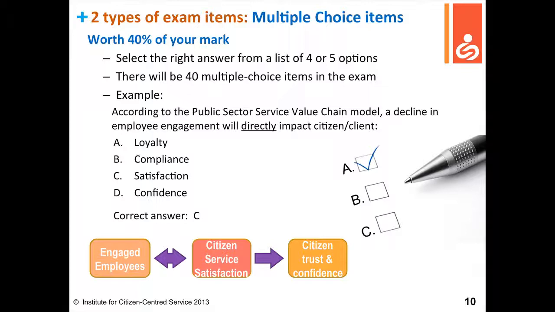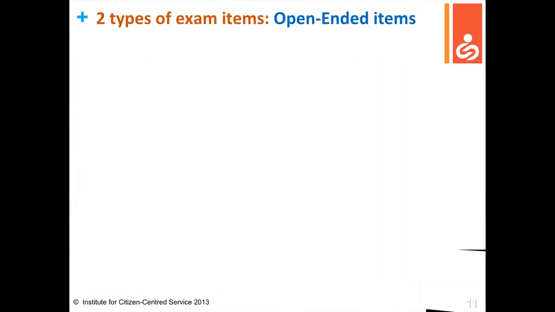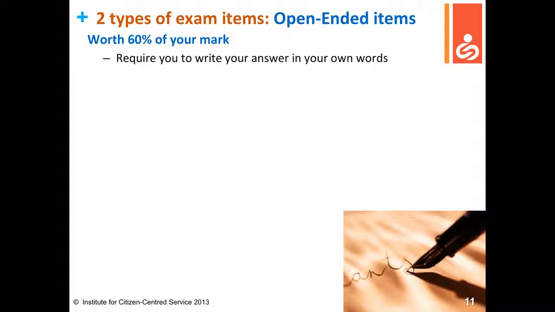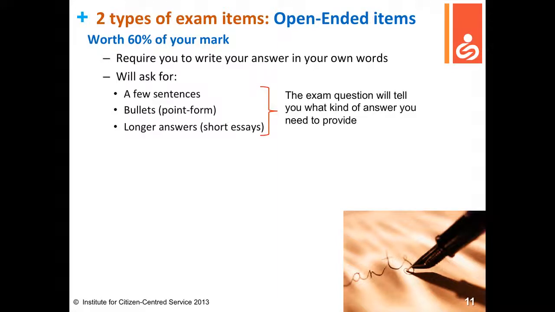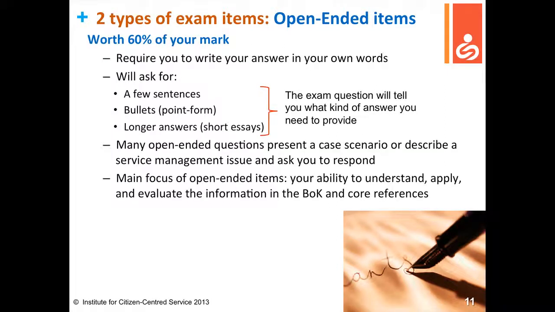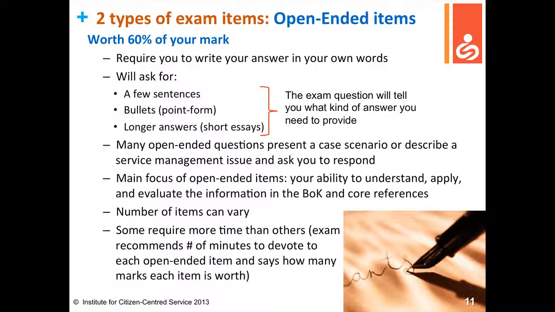So now let's talk about the second type of exam item. I'm going to give you tons and tons of tips on how to handle these items a little later in our webinar. But I just want to, at this point, introduce you to both types of exam questions. So the second kind of question are the open-ended questions. By open-ended, I mean these are questions where you will write your answers in your own words. And 60% of your mark will be coming from these questions where you write out the answer.